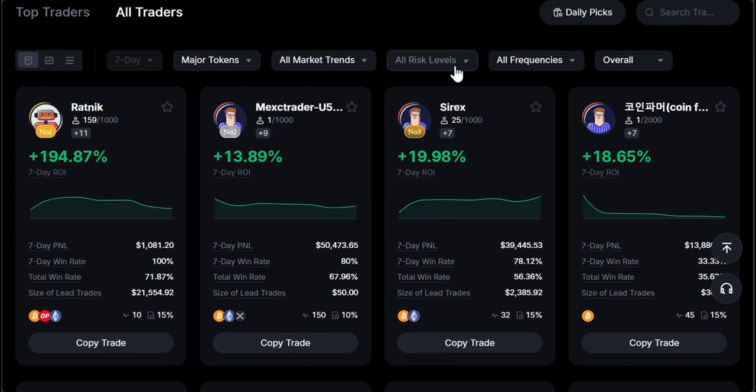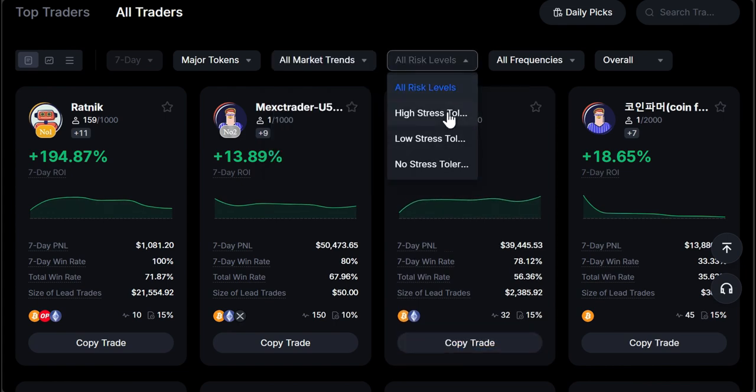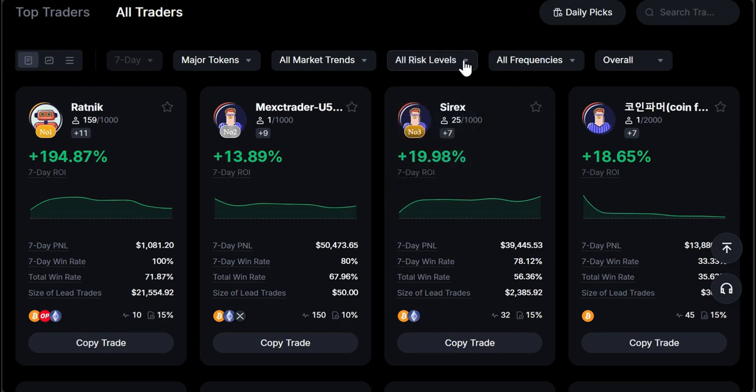Risk levels categorizes traders based on stress tolerance. High stress tolerance traders are aggressive, they use high leverage, take bigger positions, and can handle major drawdowns. Low stress tolerance traders are more conservative with smaller position sizes and lower leverage. No stress tolerance traders are the most cautious, taking minimal risk with very conservative strategies. If you're just starting out, stick with low or no stress tolerance traders until you understand how copy trading works and how much volatility you can actually handle.